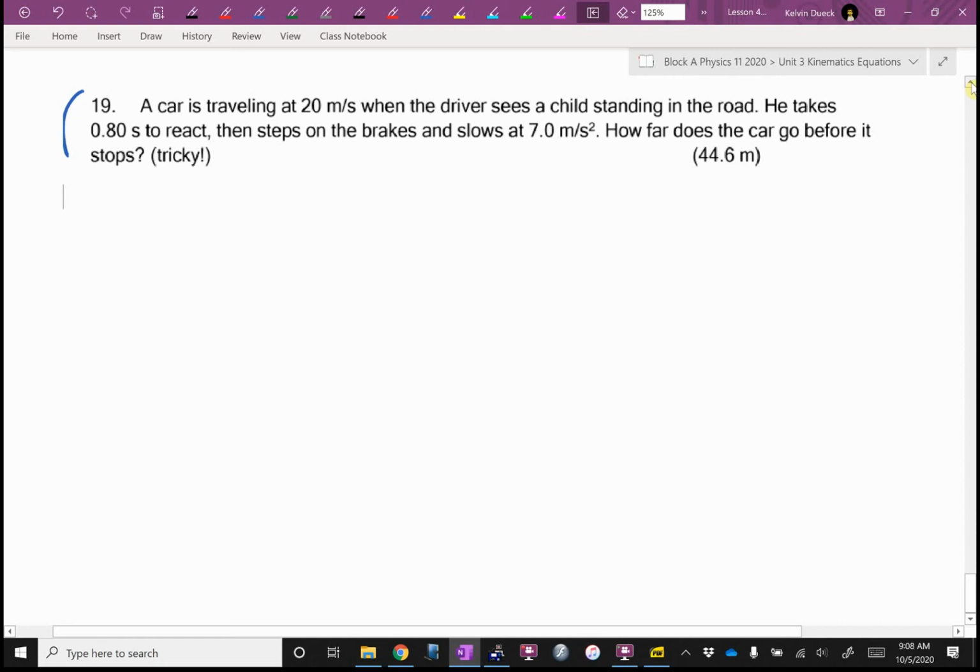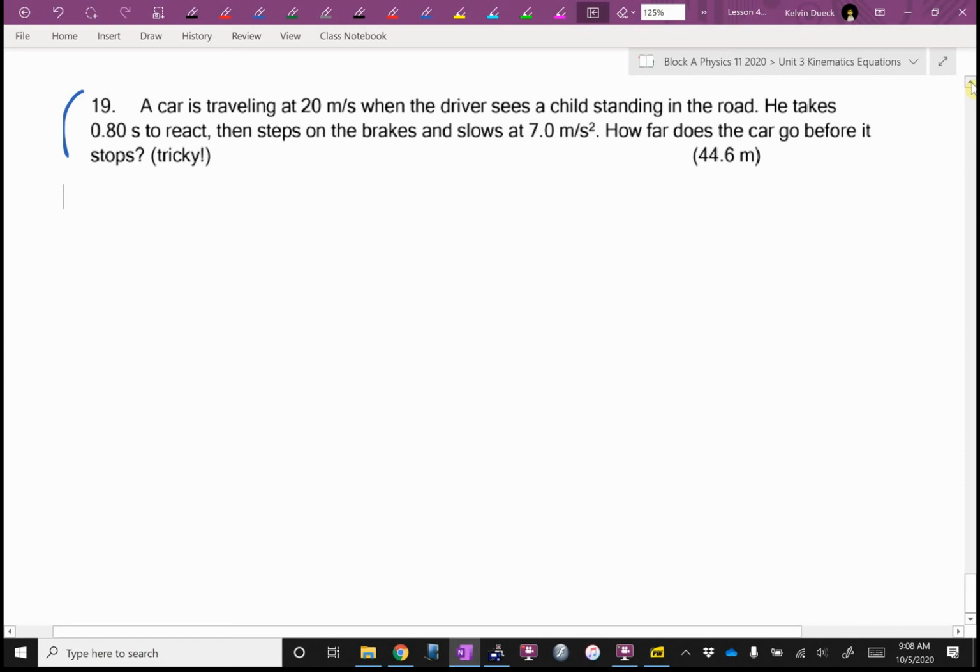And the driver sees a child standing on the road. Yes, I'm putting a child in peril. The driver takes 0.8 seconds to react because it takes time for your foot to move from the gas pedal to the brake pedal, and then steps on the brakes and slows at 7 meters per second squared. Slowing fairly quickly, not quite 1 g, but you would feel like you were getting pushed forward. This isn't a panic stop, this is definitely a power stop. How far does the car go before it stops?